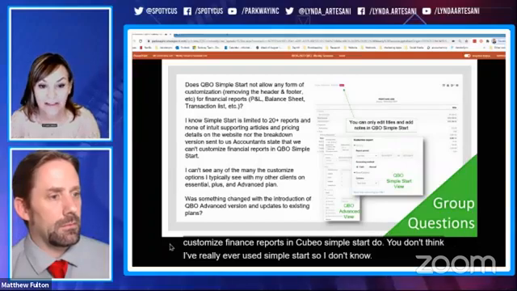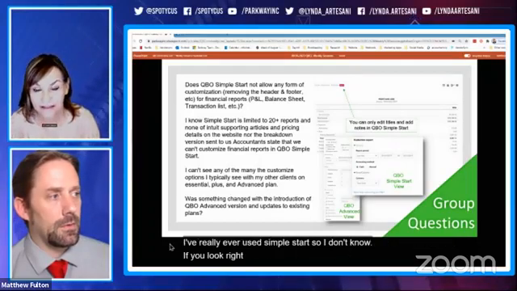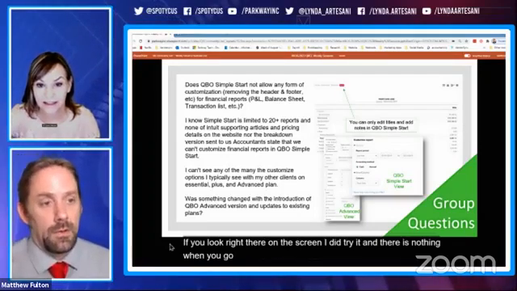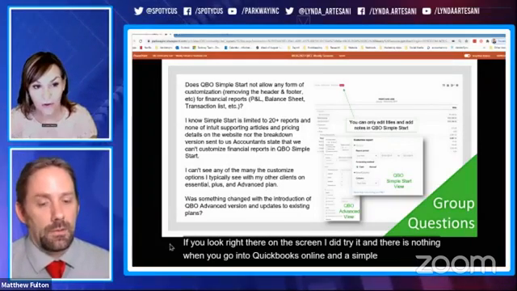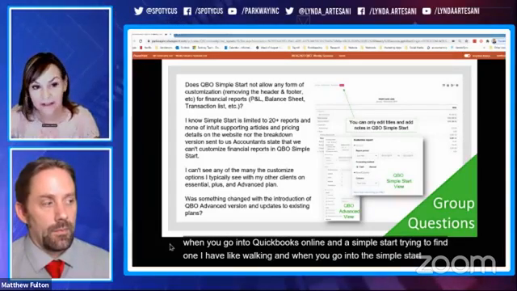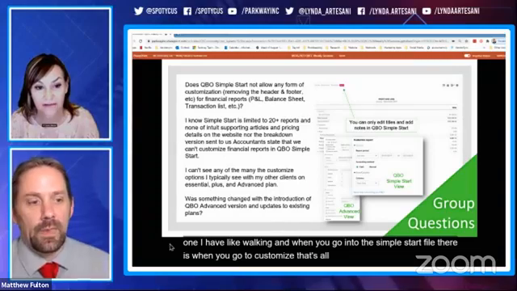Yeah, actually, if you look right there on the screen, I did try it, and there's nothing when you go into QuickBooks Online in the Simple Start file. I had to find one. I have like one. And when you go into the Simple Start file, when you go to customize, that's all you see. There's nothing there.